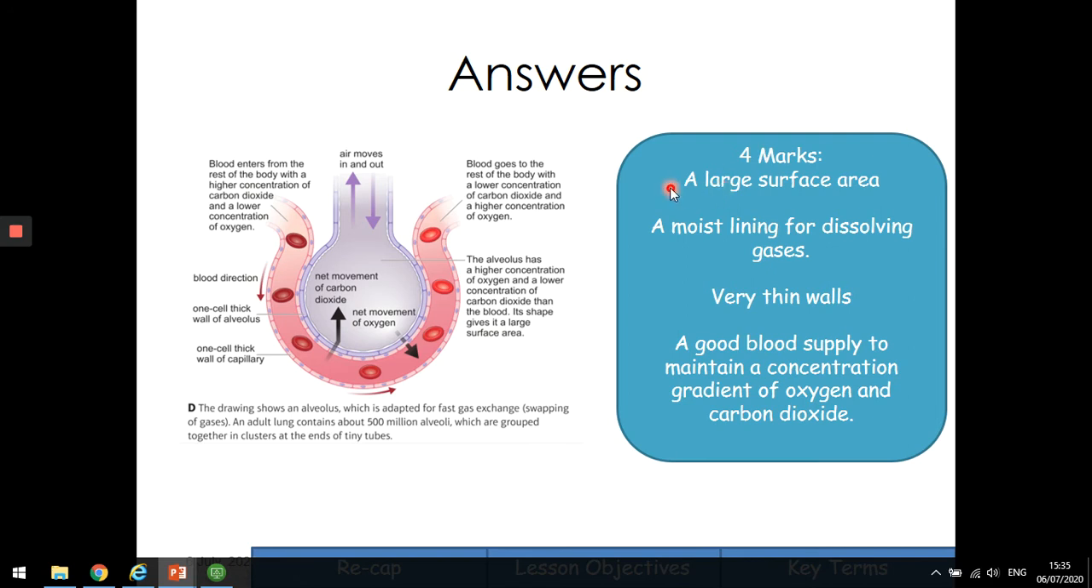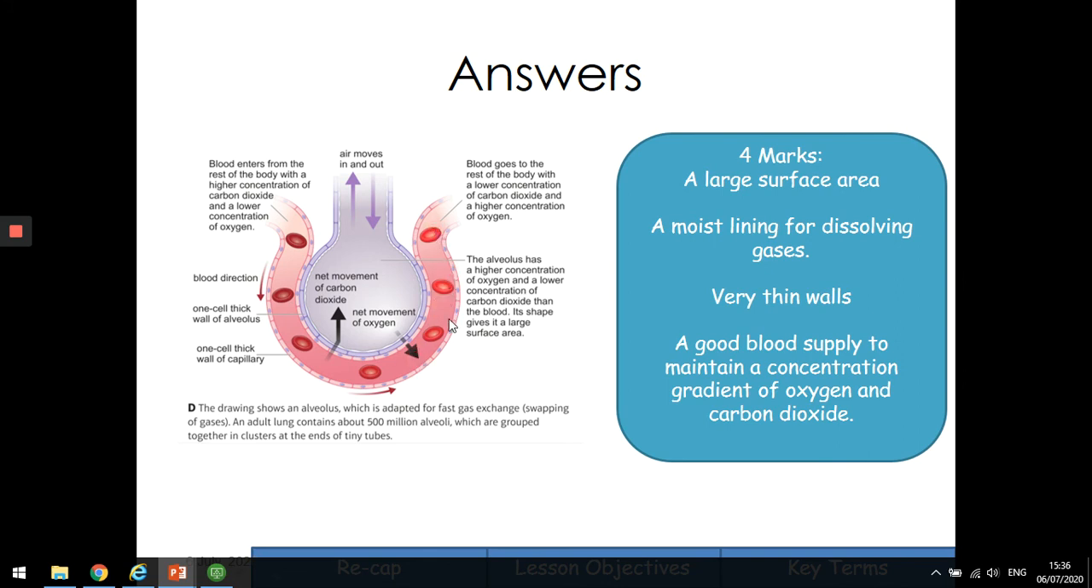So to answer that question, it's got a large surface area, a moist lining for dissolving gases, very thin walls in the alveoli and the capillaries, and a good blood supply to maintain a concentration gradient. Now this is important because as the blood flows through here, through this diagram, we'll obviously have a low oxygen concentration here, and as the oxygen moves into the blood, it will become high. As soon as that blood is taken away, that will create another concentration gradient. So constantly, blood lacking in oxygen is flowing into here, which is maintaining that concentration gradient.